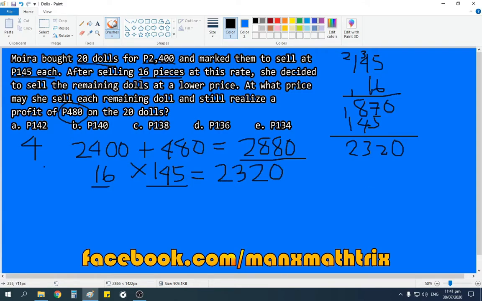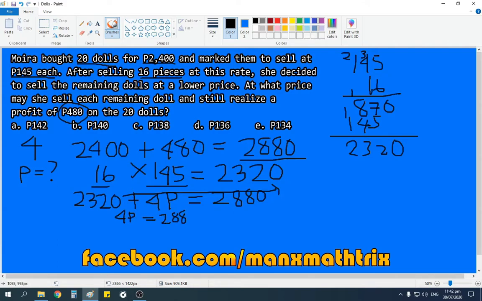So now pwede nating i-represent yung price ng each remaining doll as P. So let's form our working equation. So 16 pieces at 145, that is 2,320, plus 4 dolls at a price of P. Then yung total na bagong pera niya is equal to 2,880. So let's transpose 2,320 to the other side. Magiging 4P is equal to 2,880 minus 2,320.